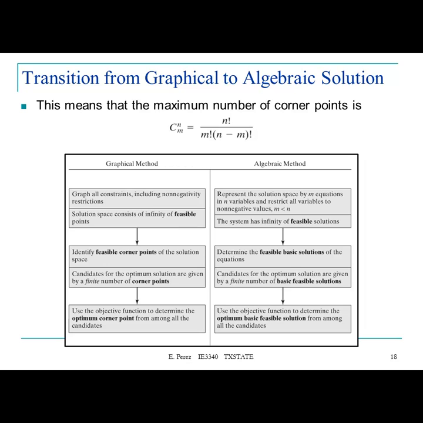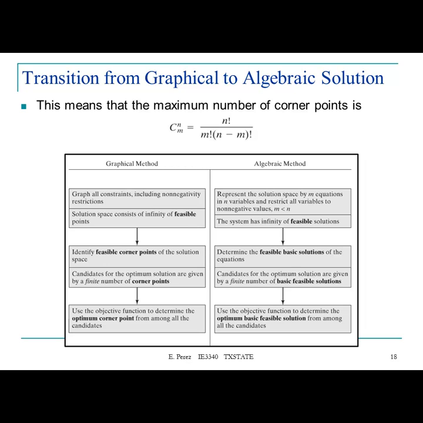In the graphical method, there are all the constraints, including the non-negativity restrictions. This is what I'm showing here. And the solution space consists of an infinity of feasible points. The solution space is the feasible region. So here you can have an infinite number of solution points. All the points that are in here are solutions. That doesn't mean that they're optimal. If you are looking for the optimal solution, then you know that it's going to be located in one of those extreme points.